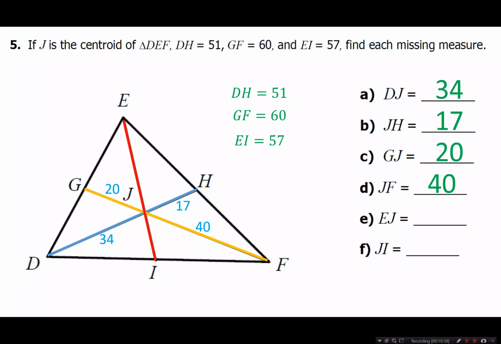EJ is on the median EI. EI is 57. EJ happens to be the long part. So first we need to find the short part. 57 divided by 3 gives us 19. Double that to give us 38. That is what EJ would be. And the last one was JI, which we just found as well to be 19.